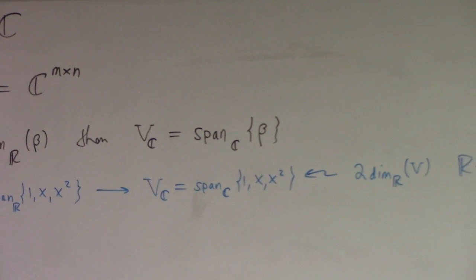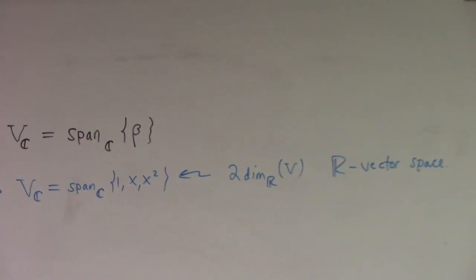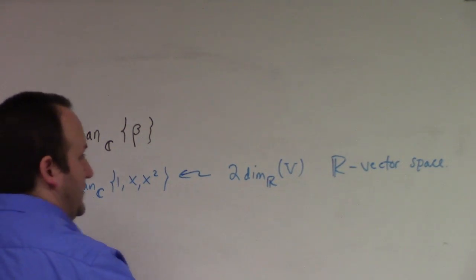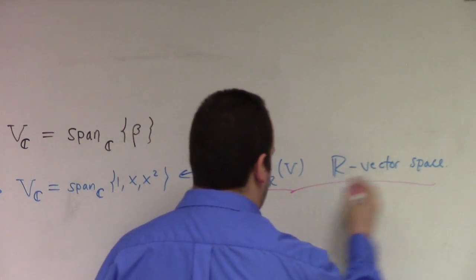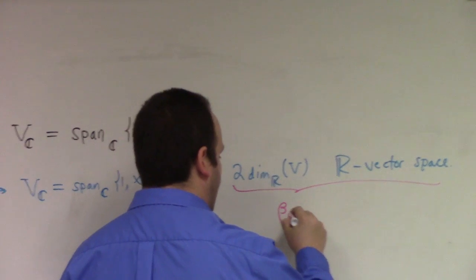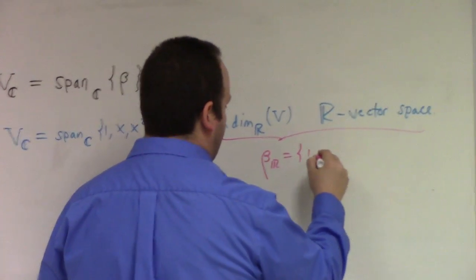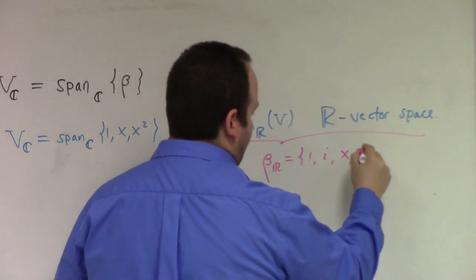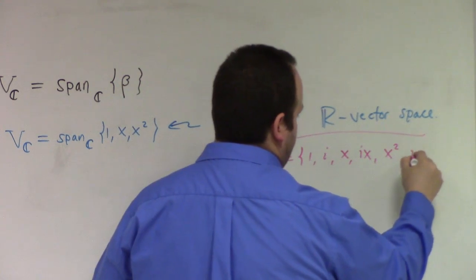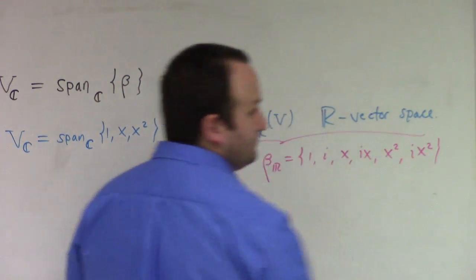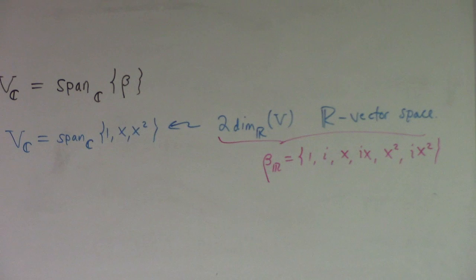And the basis for that, we've already talked about before. Remember we talked about this? If you want to look at it as a real vector space, what basis do we talk about using? Something like 1, i, x, ix, x squared, ix squared. Remember that? There was a homework problem.